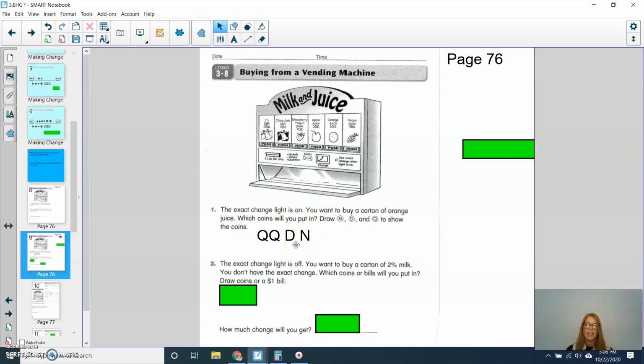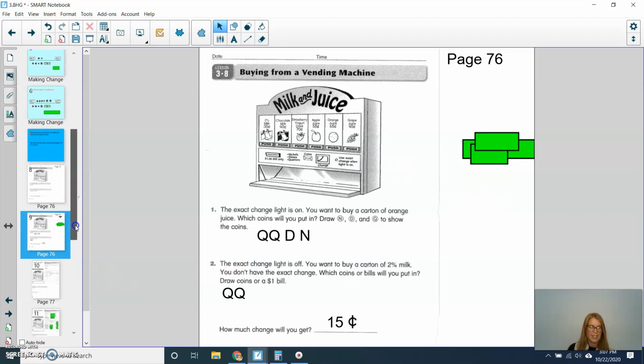Now I'm going to buy 2% milk, which costs 35 cents, and I don't have the exact change. So this time I'm going to use 2 quarters. You can use this way, or you could also pay with a $1 bill. If I'm at 35 and I need to get to 50, I know that 5 would bring me to 40, and then a dime would get me to 50. So the amount of change that I would get back would be 15 cents.